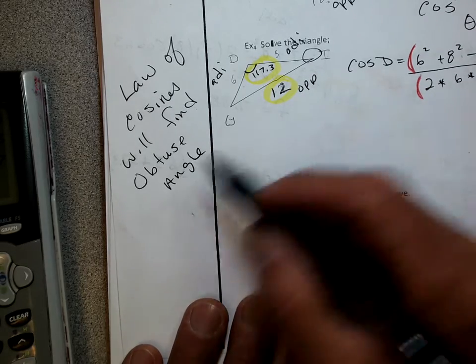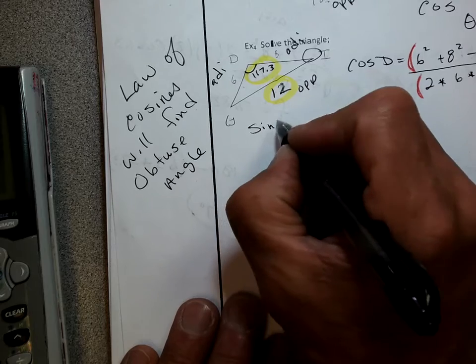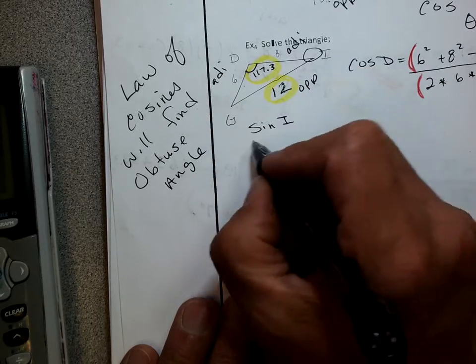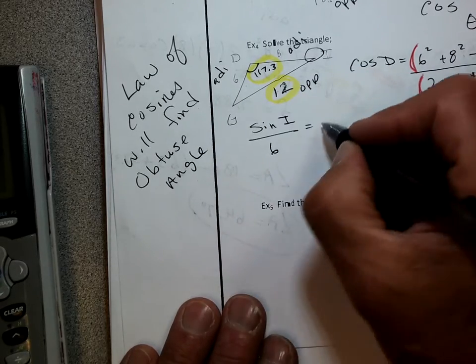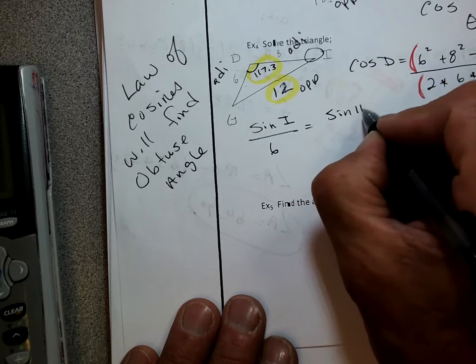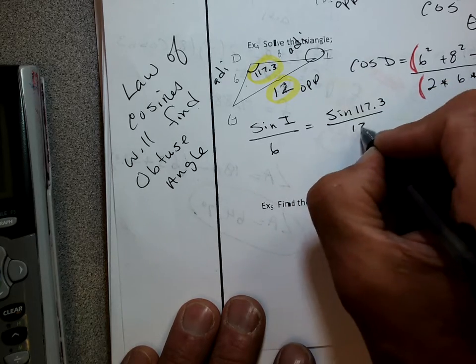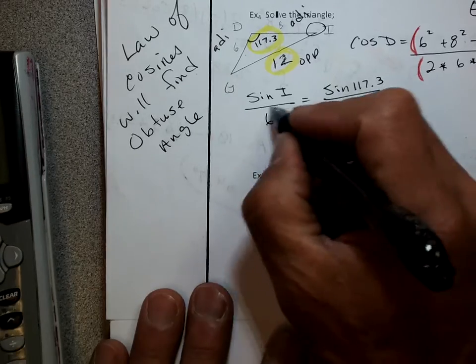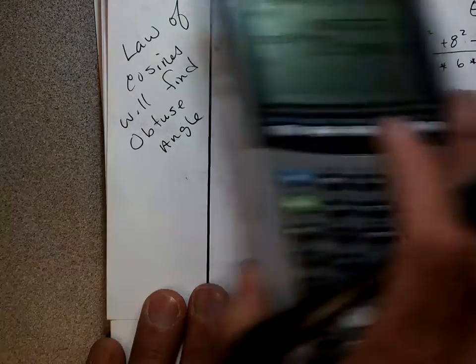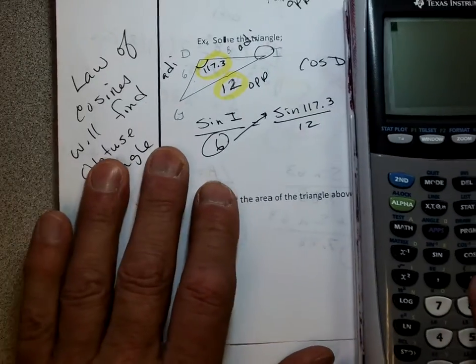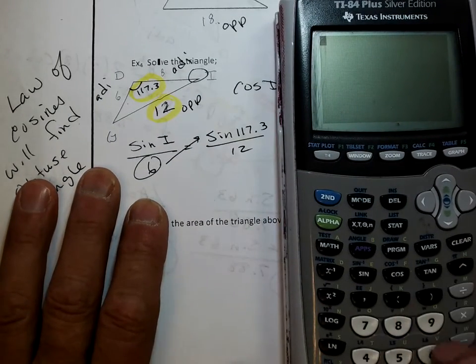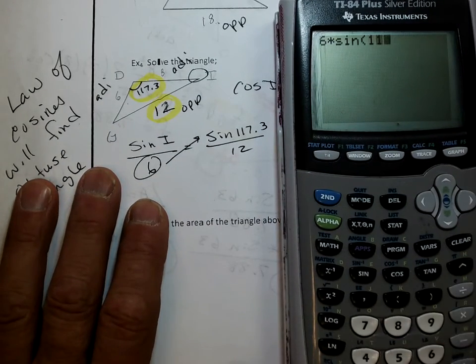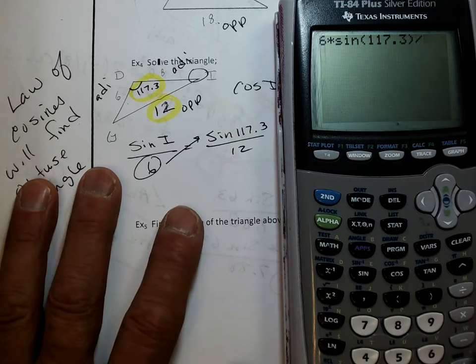So I got my opposite. So I'm going to go sine of I over 6, right? Law of sines equals sine of 117.3 over 12. So law of sines can use an obtuse angle, just can't find one, okay? Multiply up the 6, right? Multiply the 6 up there. I'll use my calculator. So scoot that over so you can see it. 6 times the sine of 117.3, close my parentheses, divided by 12, and I get a decimal.